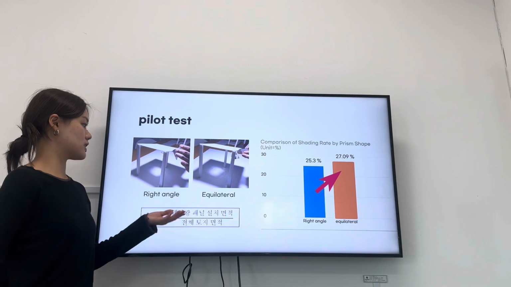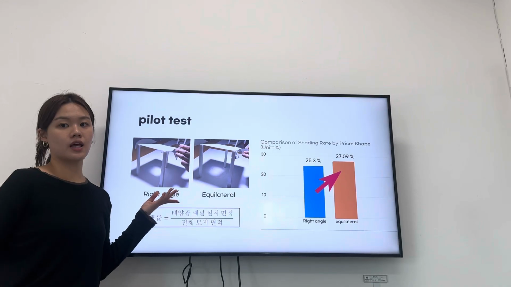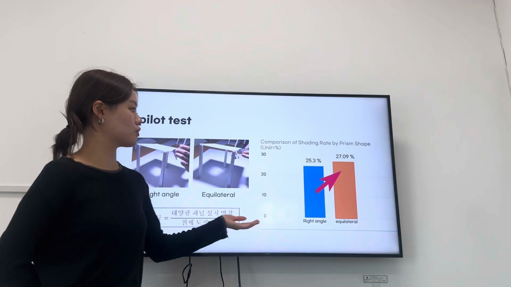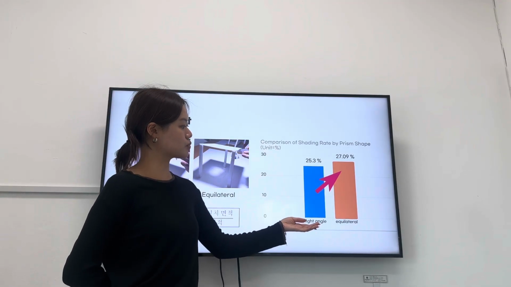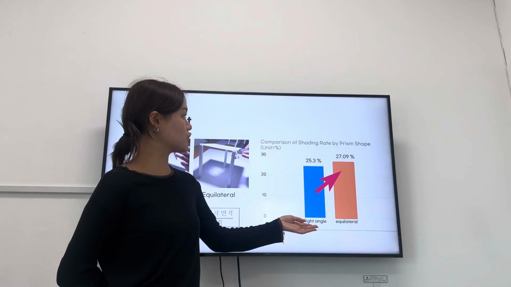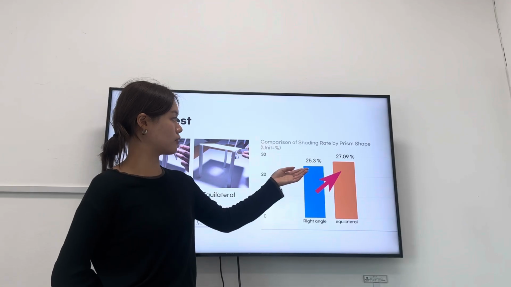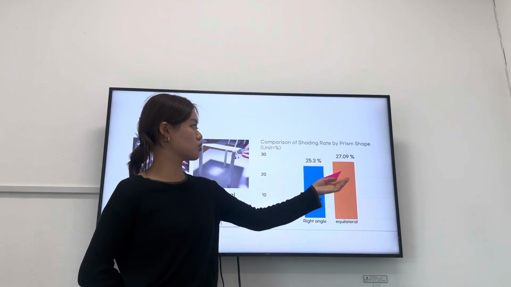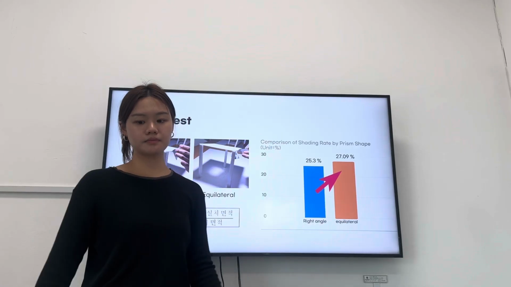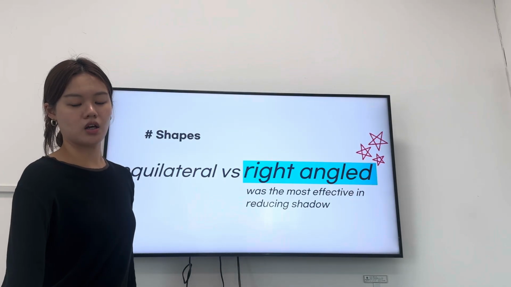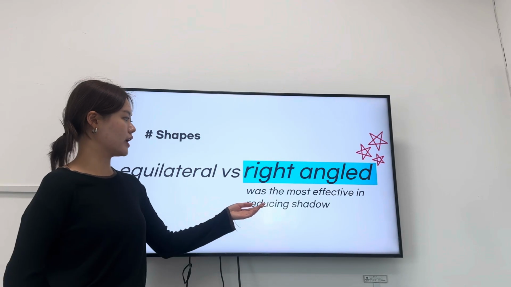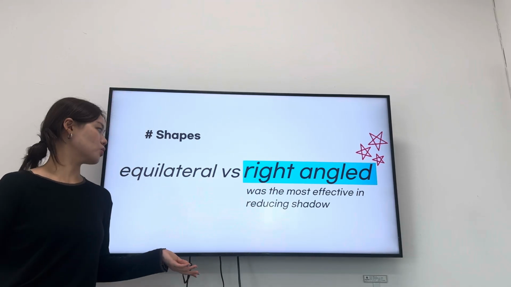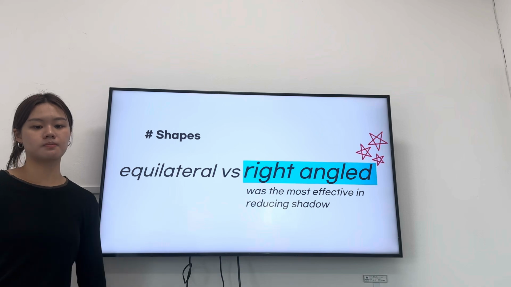We made small solar panels and tested both types, and interestingly, the right-angled prism showed a lower shading rate, about 25.3%, while the equilateral was 27%. So it means the right-angled prism was more effective in reducing shadow than the equilateral prism.